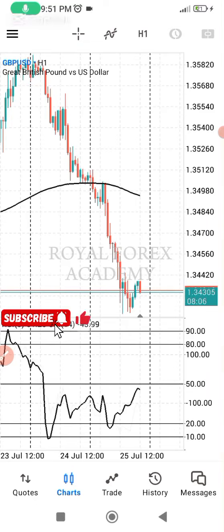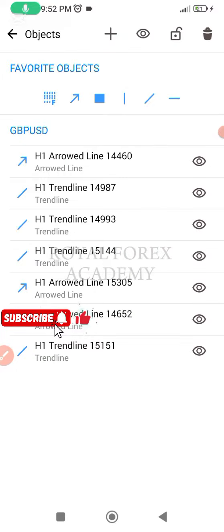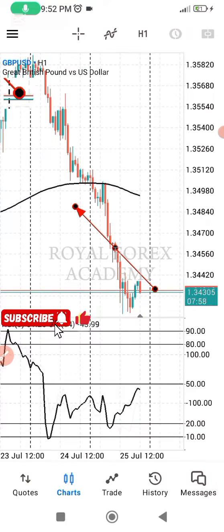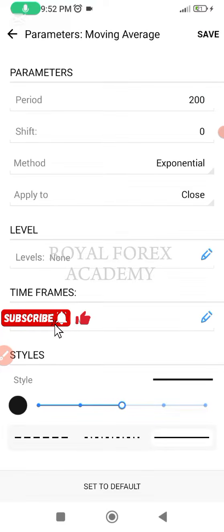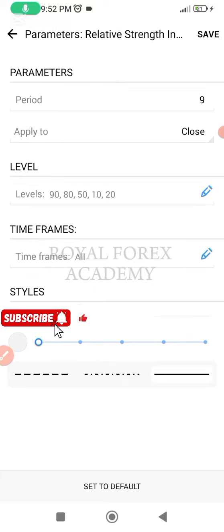In this video, I'll be sharing with you how you can use the moving average that you are seeing on my screen right away. This is moving average period 200. The shift is 0, the method is exponential. You apply it to close. So take a screenshot and do the setting of it on your phone.